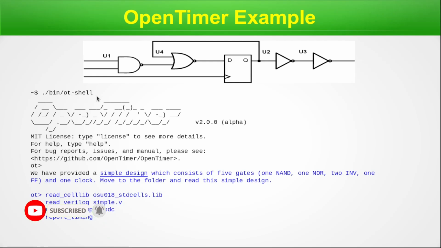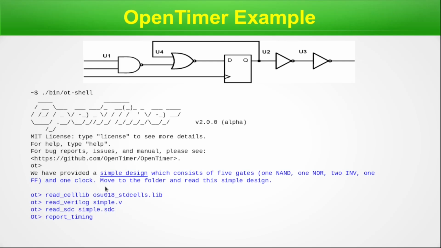Here you can go and open the shell. So this is the OpenTimer shell. This is the area where you have compiled OpenTimer. There will be a bin directory, and inside there will be the OT shell. So you can use it in this way, or you can use it in another way that I have described in the installation video.